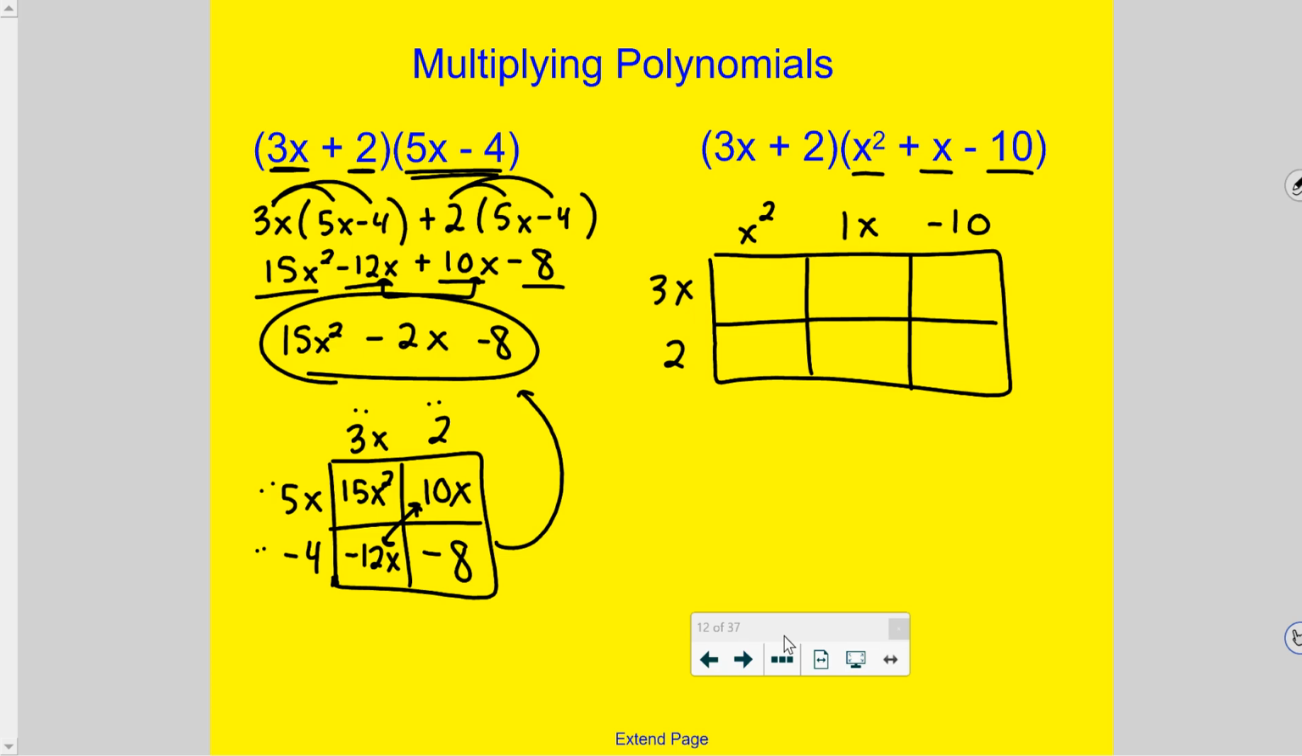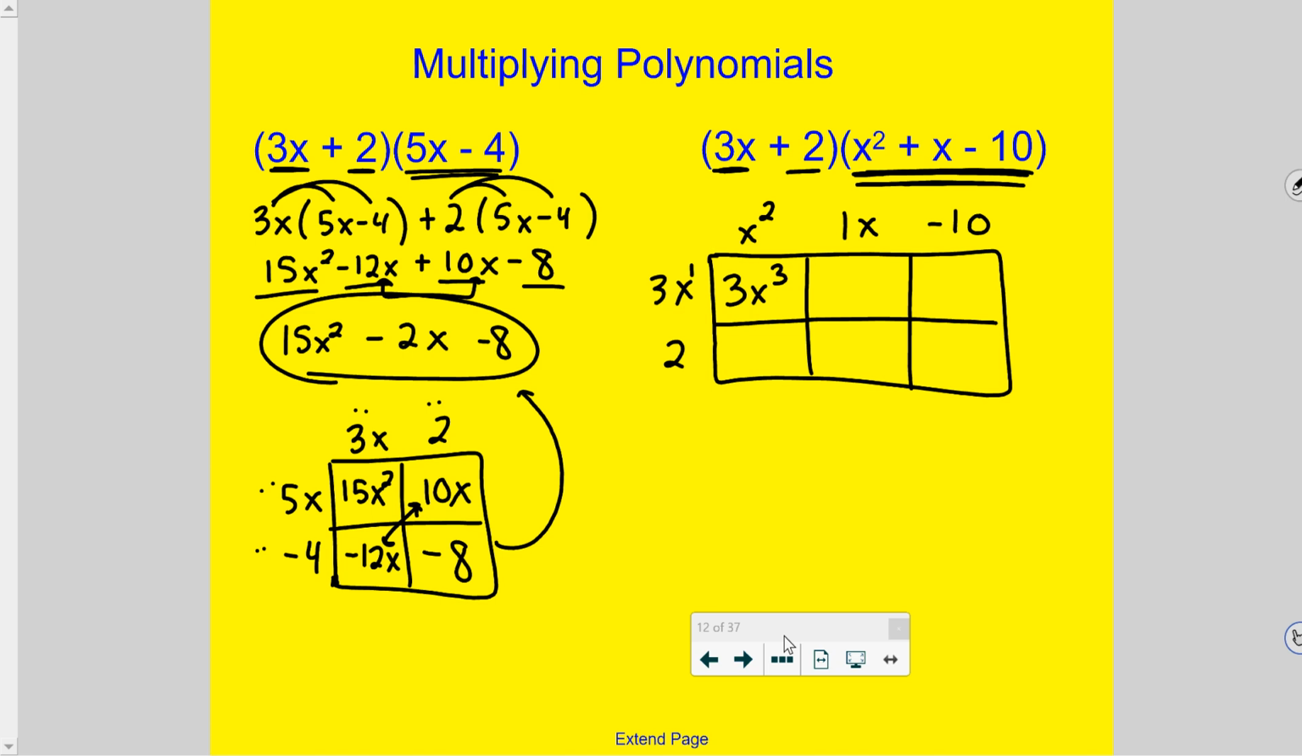If you choose to do the extended distributive property, we just got to make sure that this 3x gets distributed into all 3 of these, and the 2 gets distributed into all 3 of these, resulting in the same 6 numbers that are about to show up in the box here. So 3x times x squared will get me 3, stack the exponents, x to the third, because this is like an x to the first here.